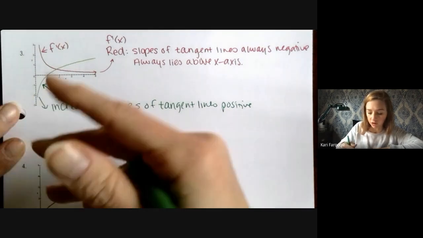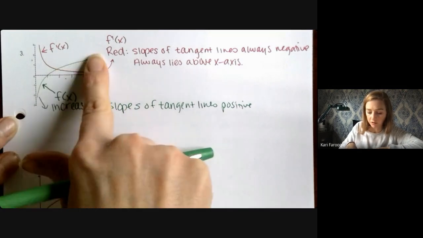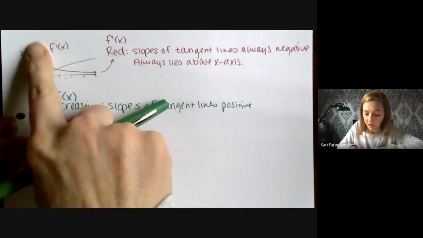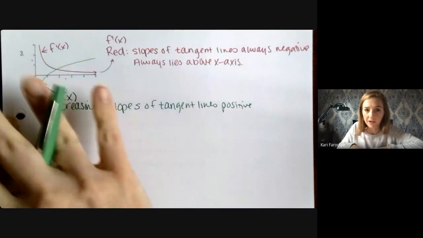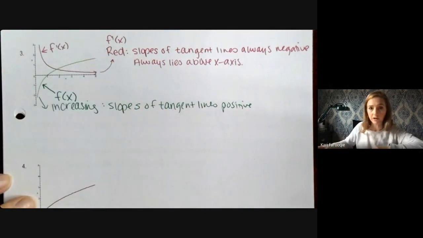So I had to switch it up and say, okay, well, the green graph is always increasing. Therefore, the graph of the derivative should always be lying above the x-axis. It is. It doesn't matter that it's decreasing. That has nothing to do with this. It just matters that it lies above the x-axis.